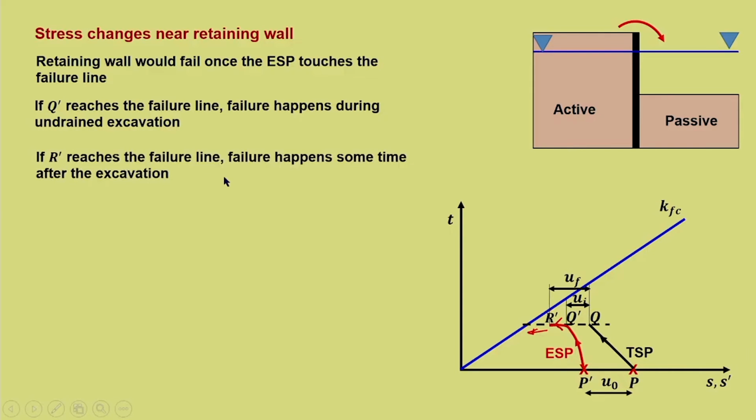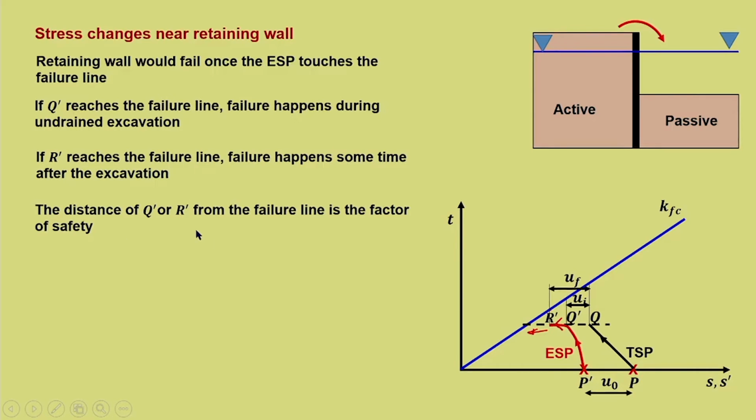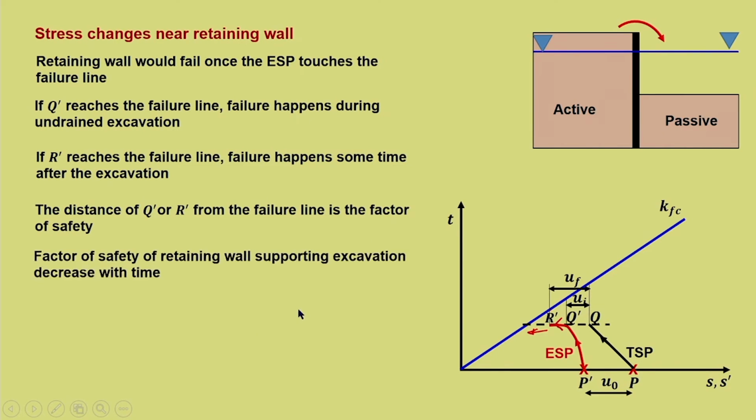If R dash reaches the failure line, now if this portion reaches the failure line, then failure happens sometime after the excavation, that is as the negative pore water pressure dissipates. Now, why is there negative pore water pressure? Because here it is a kind of excavation that is happening and there is a release that is happening. The distance of Q dash or R dash from the failure line is the safety margin or the factor of safety.